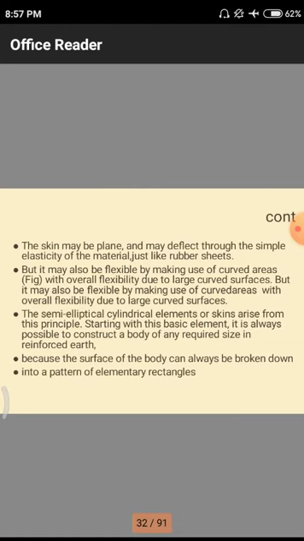To have to possess those kind of lengths, simply we will have to go for these cylindrical elements to arrest those kind of stresses. Starting with these basic elements, it is always possible to construct a body of a required size in reinforced earth, because the surface of the body can also be broken down into different patterns according to these rectangular elements.